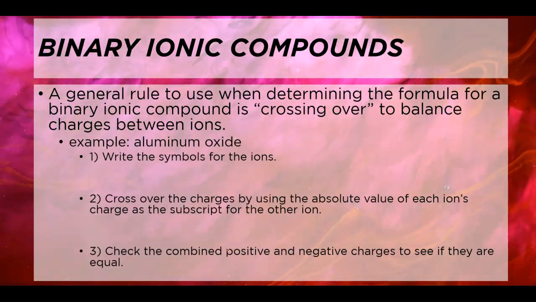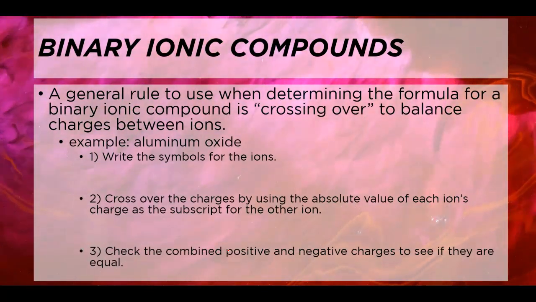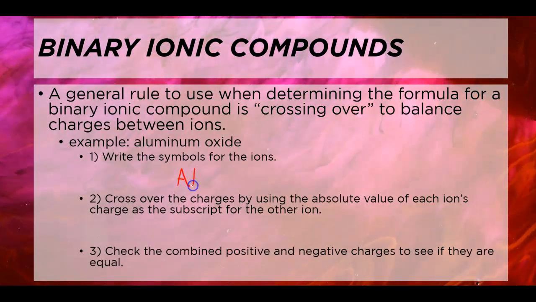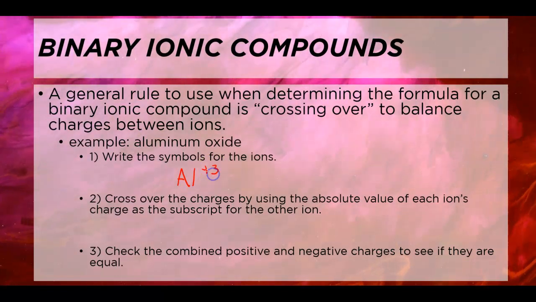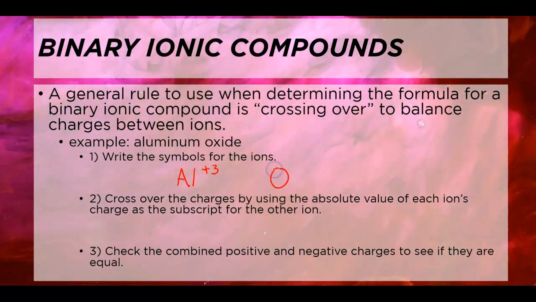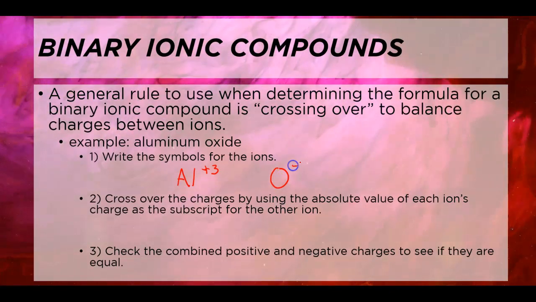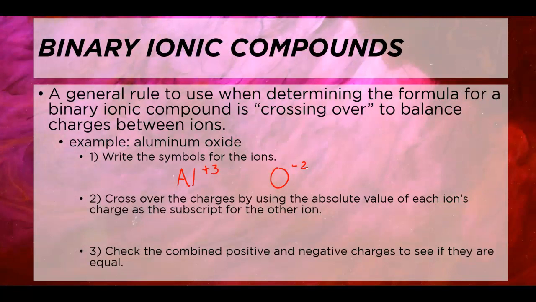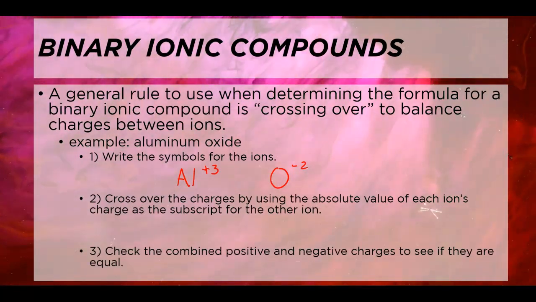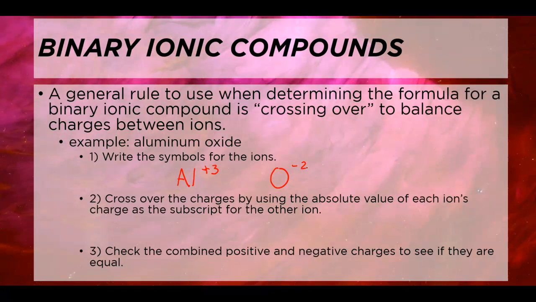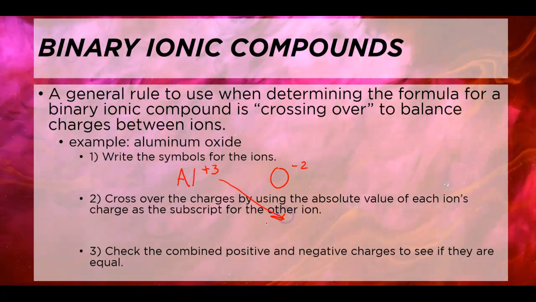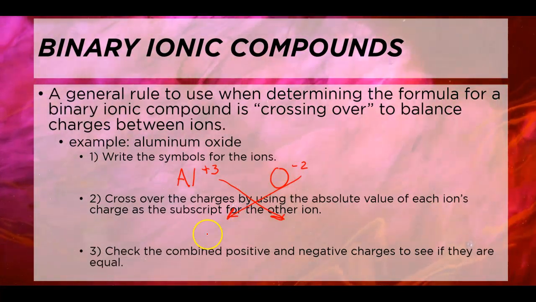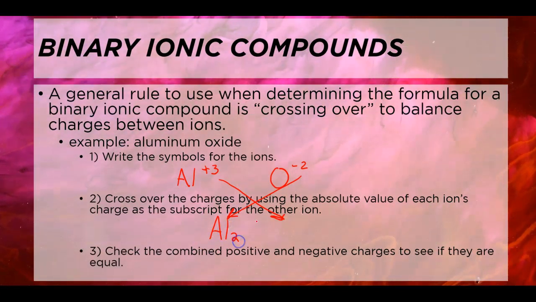I think this slide will go over crossing over with the example of aluminum oxide. Aluminum, it's in group 13, as I mentioned earlier. It's going to have a +3 charge. Oxygen, which is in group 16, will have a -2 charge. So those are my symbols, aluminum and oxide. I'm going to cross over the charges using their absolute values. So the 3 will go with the oxygen, and the 2 will go with the aluminum. So it'll look like this, Al2O3.